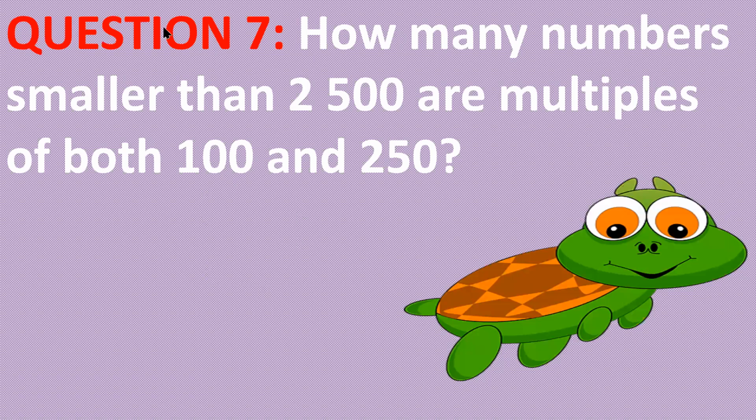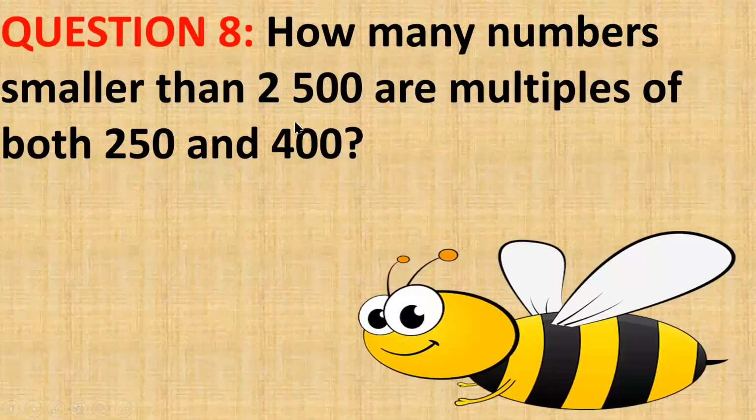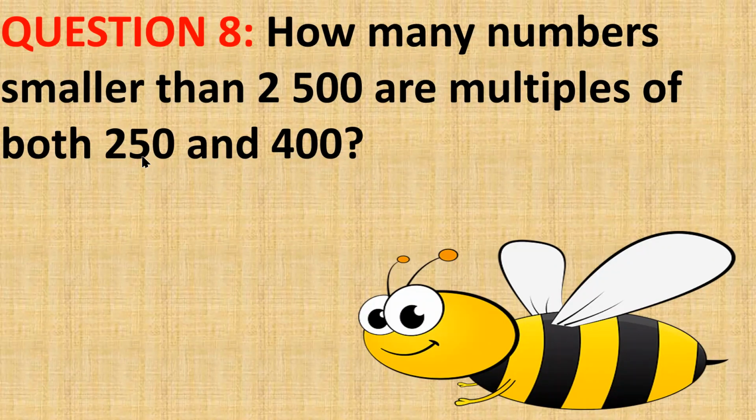Next one, a similar question. Now you have experience. How do you know you are going to answer now? How many numbers smaller than 2,500 are multiples of 250 and 400? We have 3 options for this kind of question. Number 1, you can write multiples of 250, and then you can check if it is a multiple of 400, or you can write multiples of 400 and check if it is a multiple of 250 or not. Or another option, you can get the common multiple first, and then just multiply all multiples of that number. Let's write multiples of 400 because these numbers will not take time to write.